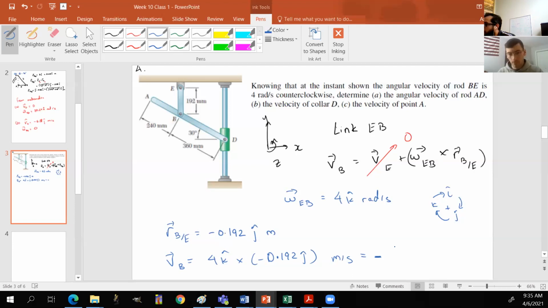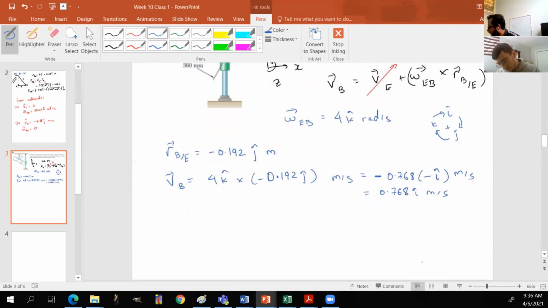Anyone? No one? Negative 0.768. That's right. All right, negative 0.768. And k crossed with j is what? K crossed with j? Nope. Negative i, right? So j cross with k is positive i, k cross with j is negative i, all right? Meters per second. So you end up with 0.768 i hat meters per second. All right.